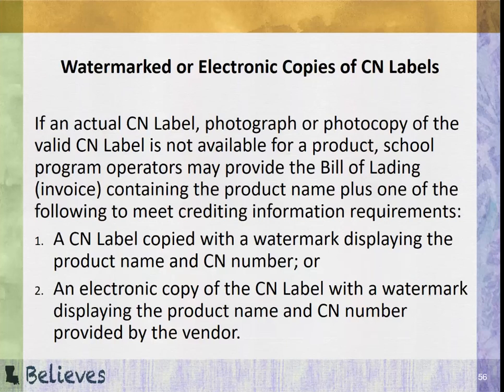If an actual CN label, photograph, or photocopy of the valid CN label is not available for a product, school program operators may provide the bill of lading, which is an invoice, containing the product name plus one of the following to meet crediting information requirements. First, a CN label copied with a watermark displaying the product name and CN number, or second, an electronic copy of the CN label with a watermark displaying the product name and CN number provided by the vendor.